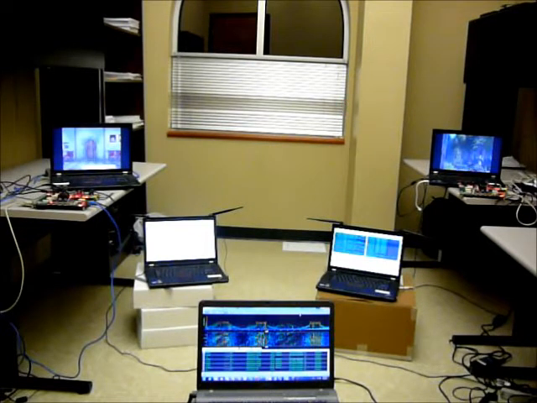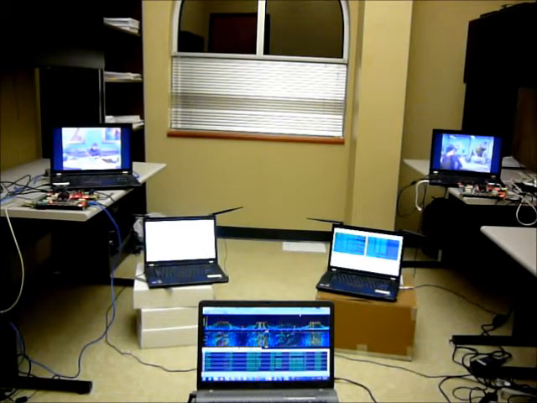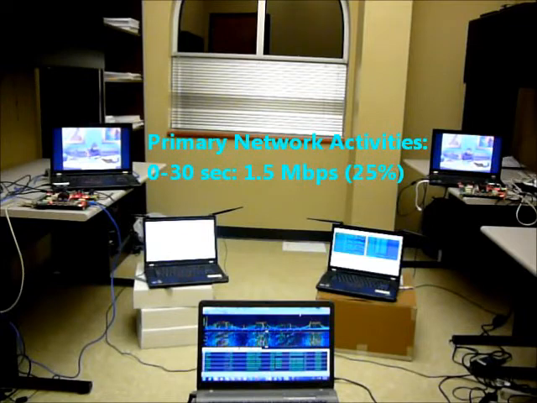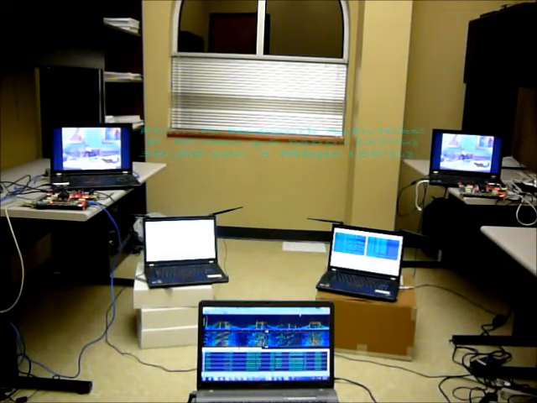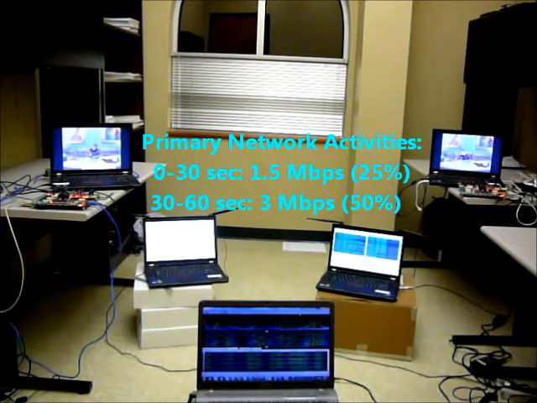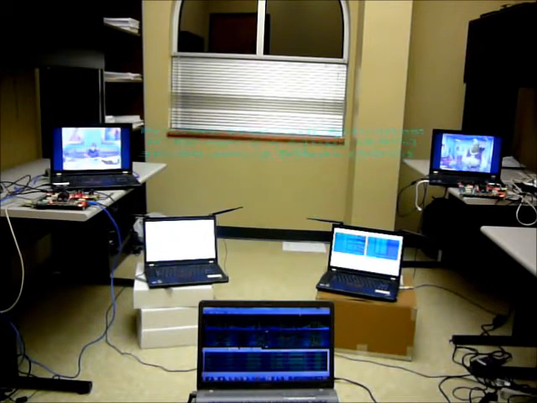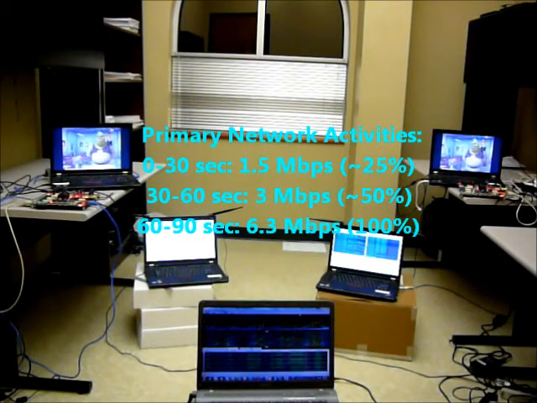What I will do next is turn on the primary networks using the lower laptops. Each primary network will start by transmitting a UDP flow at a rate of 1.5 megabits per second, which is 1/4 of the channel capacity, for the first 30 seconds. Then they will increase the rate to 3 megabits per second, which is half the channel capacity, for the next 30 seconds. Finally, both primary networks will fully utilize the channel capacity by transmitting backlogged flows at 6.3 megabits per second.